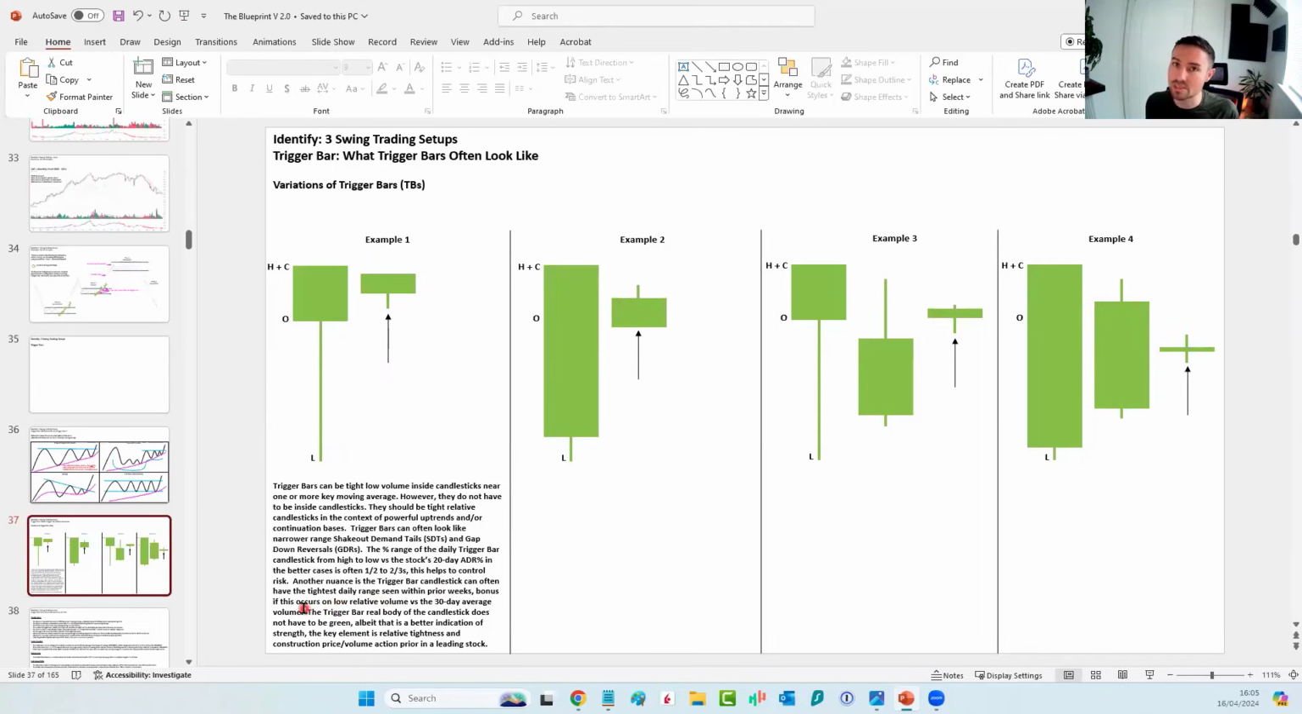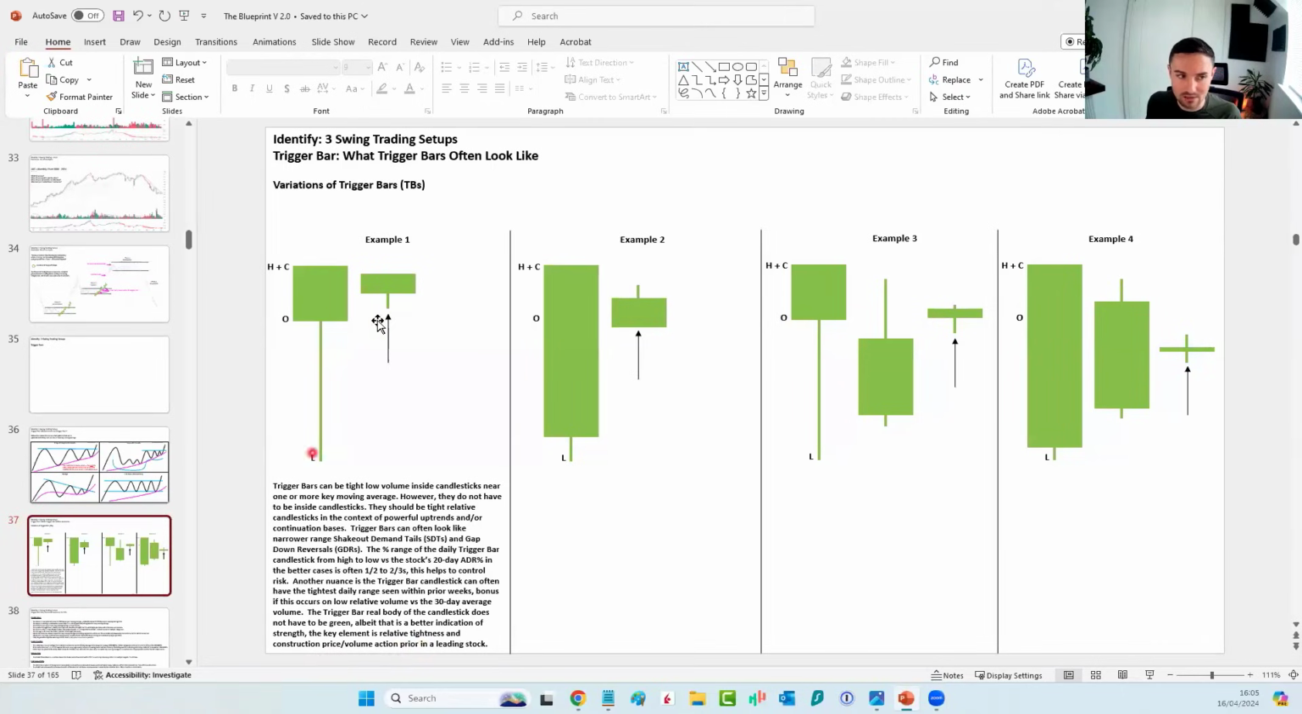I'll explain why when we start thinking about the supply and demand dynamics of trigger bars in a couple of minutes. The trigger bar real body of the candlestick does not have to be green, albeit that is a better indication of strength. The key element is relative tightness and constructive price volume action prior in a leading stock. So you'll be starting to get familiar with these candlesticks. Some of you who've been around for a little while will know about these.